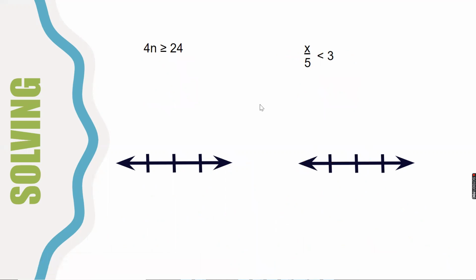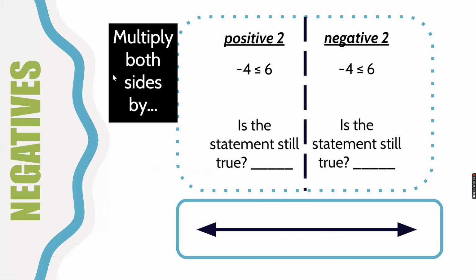So if you look at both of these, you might realize that these are both positive numbers that we're multiplying or dividing by. I didn't give you any negatives in this case. So let's see if it holds true with negative numbers. So I want you to multiply both sides by a positive 2 on that left and by a negative 2 on that right. So let's go ahead and do that.